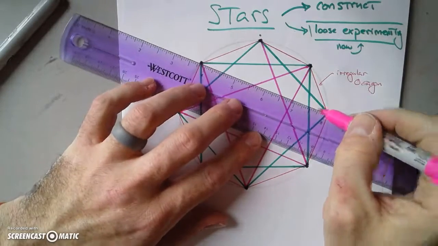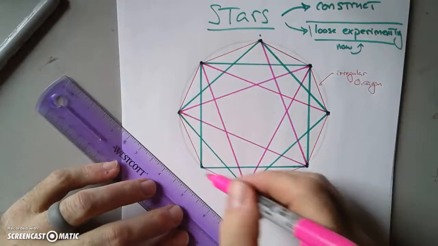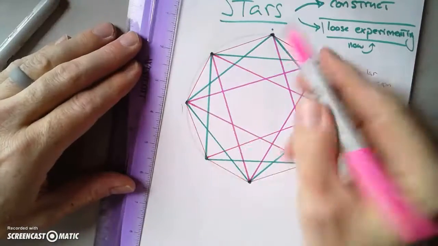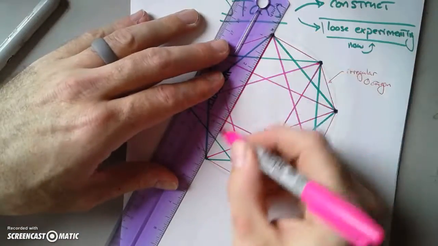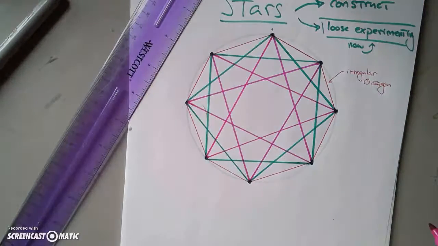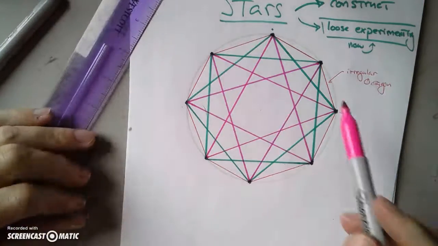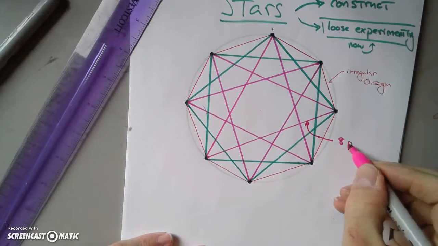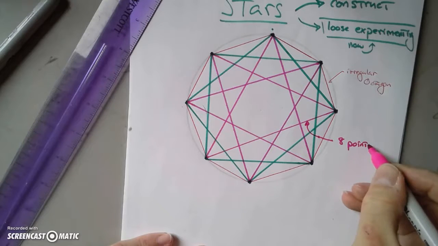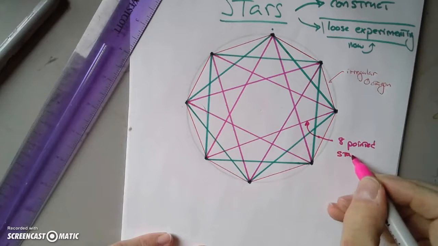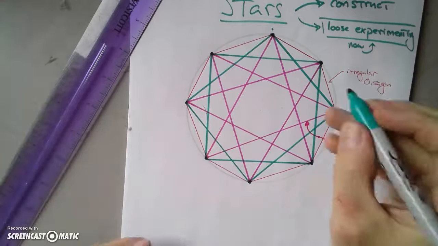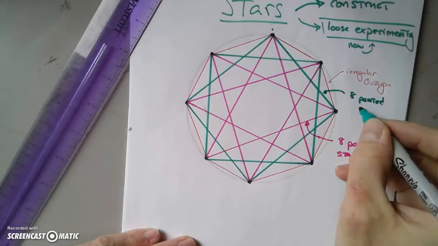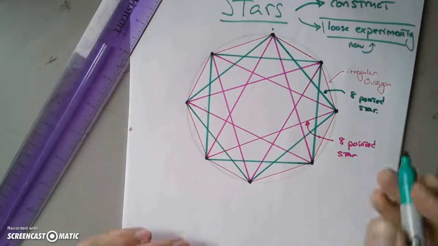I'm going clockwise around the circle. And there we go. So these pink lines here are another 8-pointed star. So this is an 8-pointed star, and then so are the green lines here. This is an 8-pointed star.